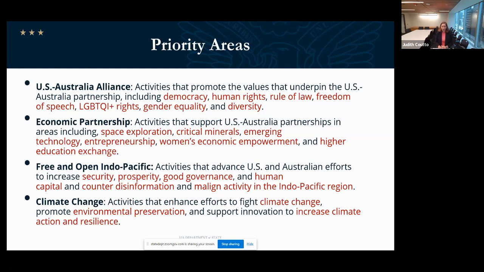And the fourth priority area is climate change. I know that many of your organizations and many of the young people, especially, that you serve feel very passionately about climate change. It's a real priority for our mission and for the Biden administration, and we're really excited to receive proposals for ways that the US and Australia can work together to accelerate our emissions reduction, promote environmental preservation, and reduce the devastating impacts of climate change by increasing resilience.